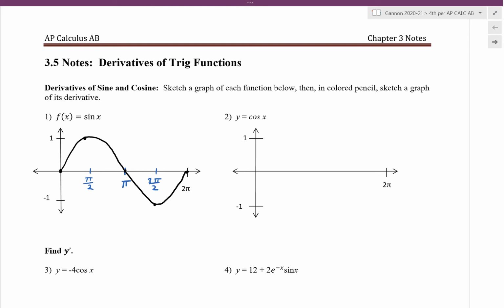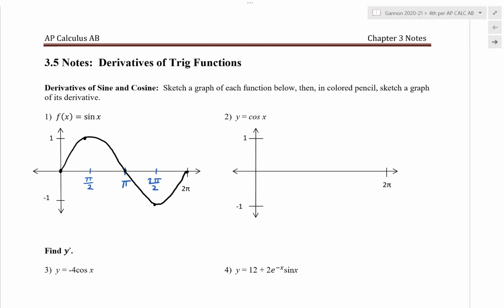Now, if we're going to try to identify the derivative of this function, we want to use slopes of tangent lines. And the easiest place to recognize what the slope of the tangent line might be is at these maximum and minimum values. So you have this horizontal tangent here, which would correspond with a derivative of 0. You have another horizontal tangent at this point, again, which would correspond with a derivative value of 0.